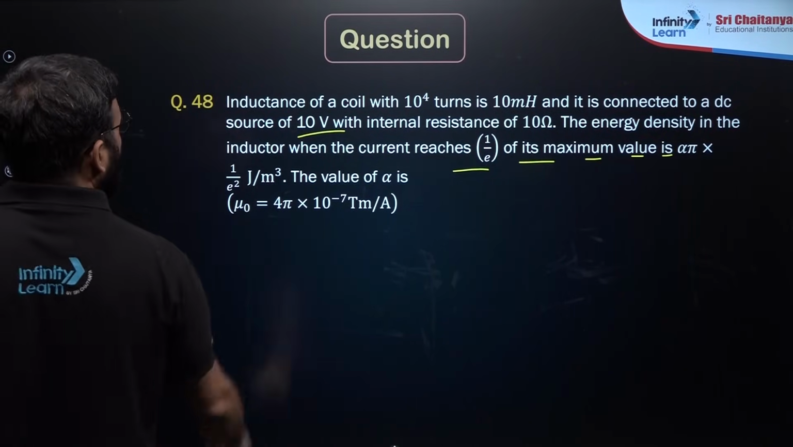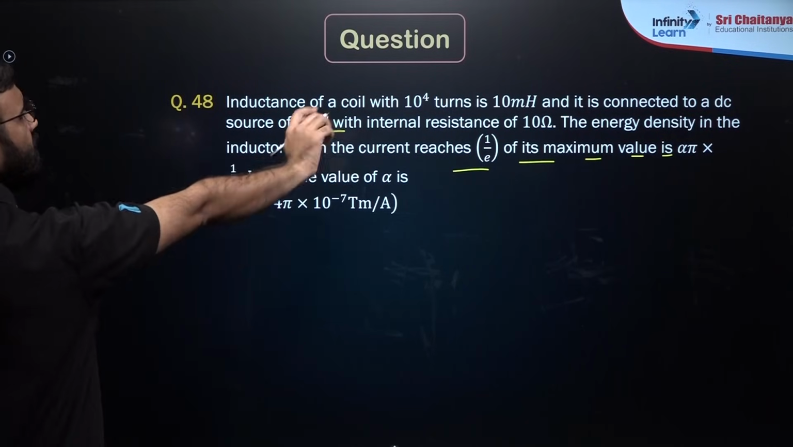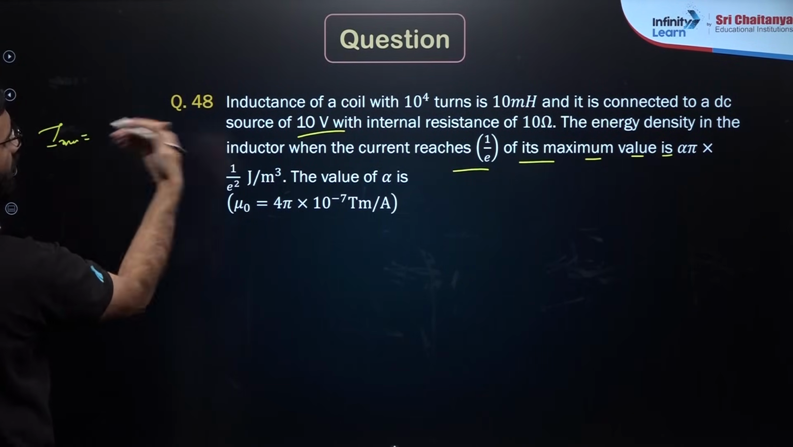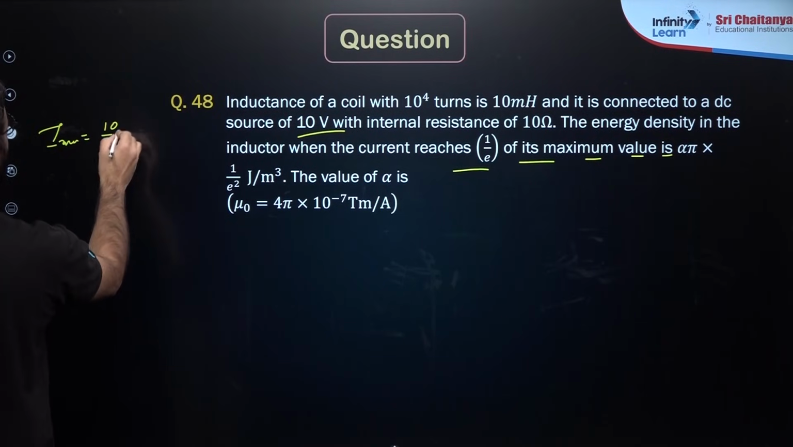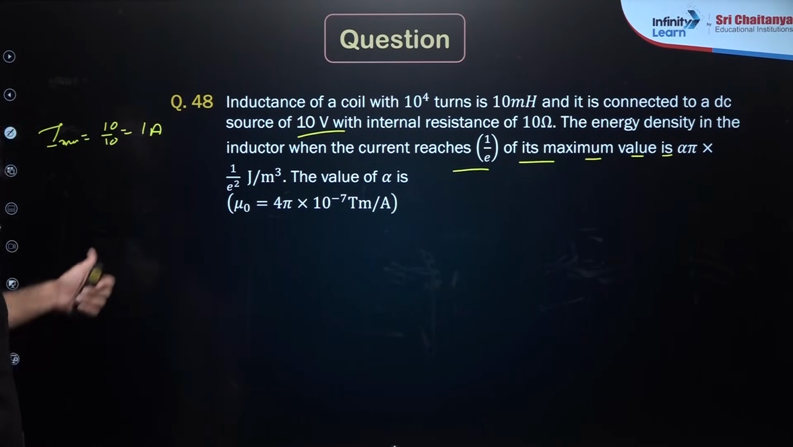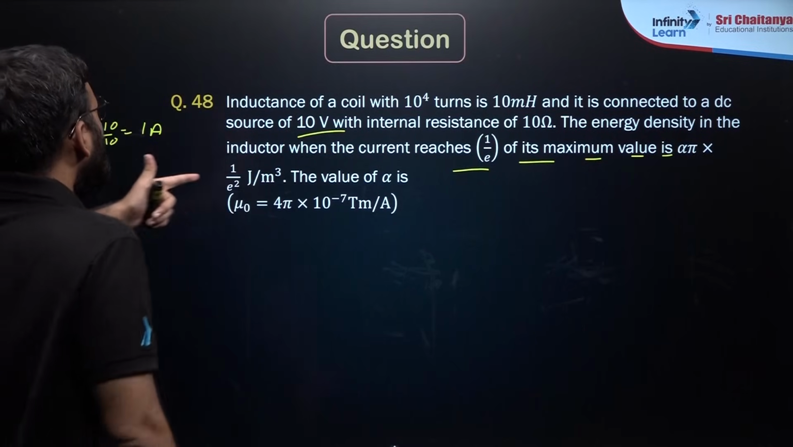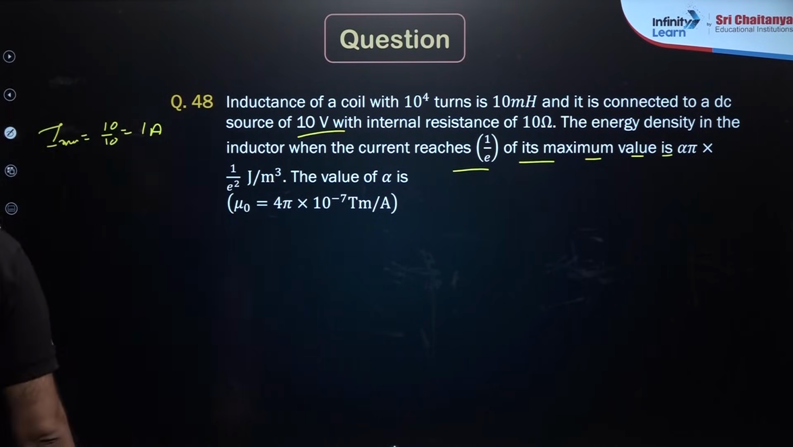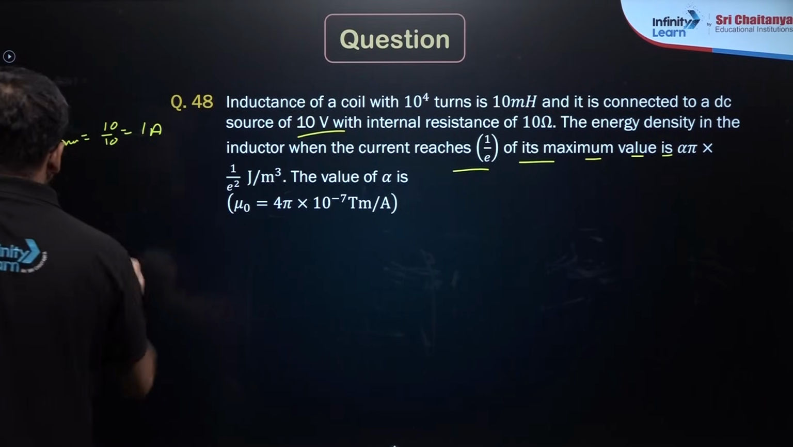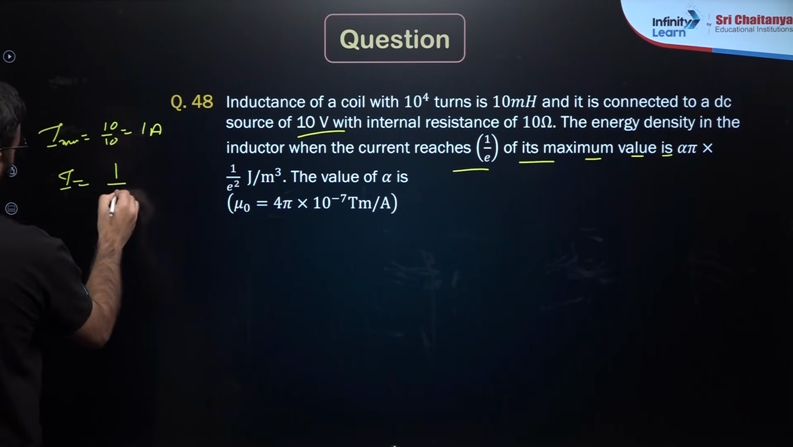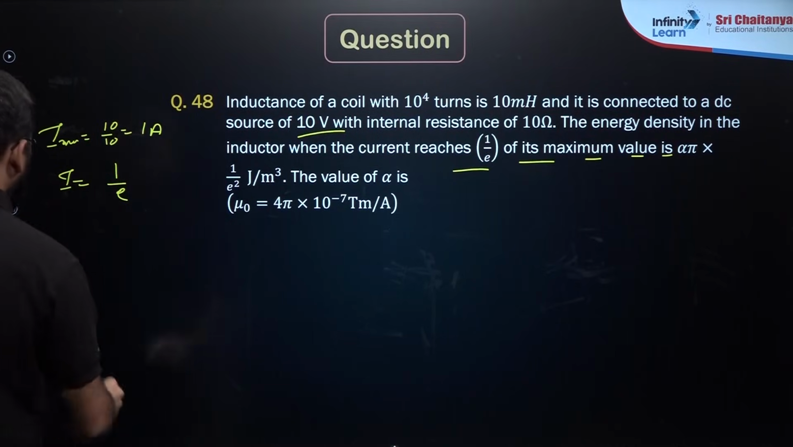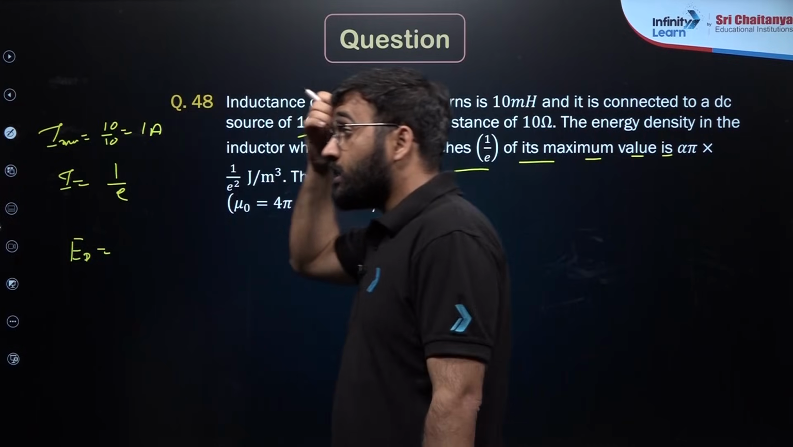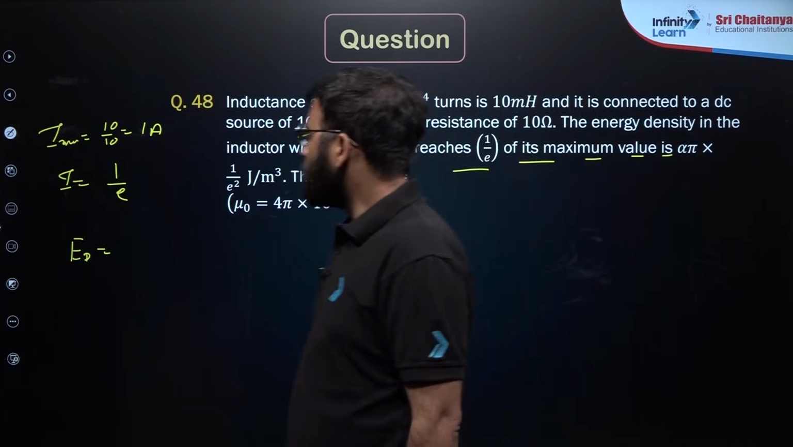The battery is 10 volt and its internal resistance is 10. So I max is 10 divided by 10, that is my 1 ampere. The energy density in the inductor when the current is 1 upon e. So I is 1 upon e. The energy density formula is mu naught n square I square by 2.